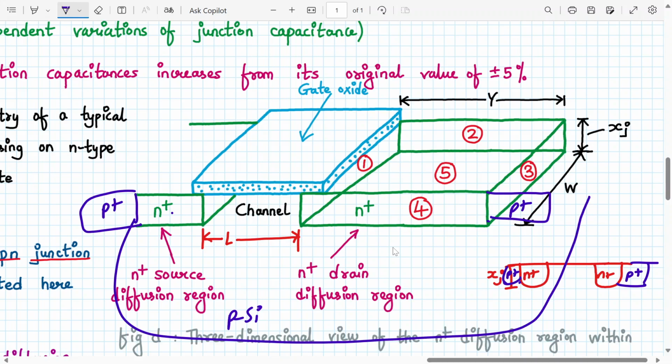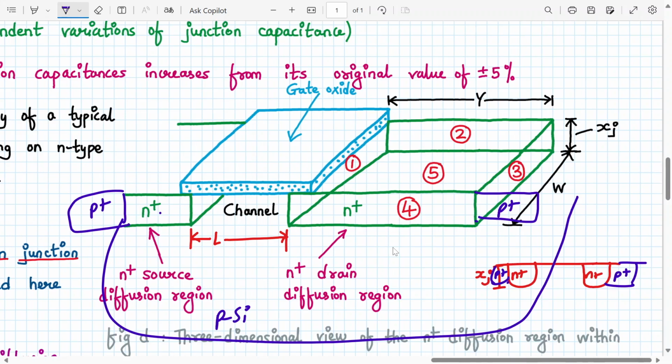The n plus diffusion region forms a number of planar p-n junctions with the surrounding p substrate. So all of them, 1, 2, 3, 4, 5, form a p-n junction, because this is made up of n plus and this is p silicon. Agree? Now, what are the dimensions of this rectangular box? The dimensions are W, the width, Y, the diffusion region width, and Xj, my depth.